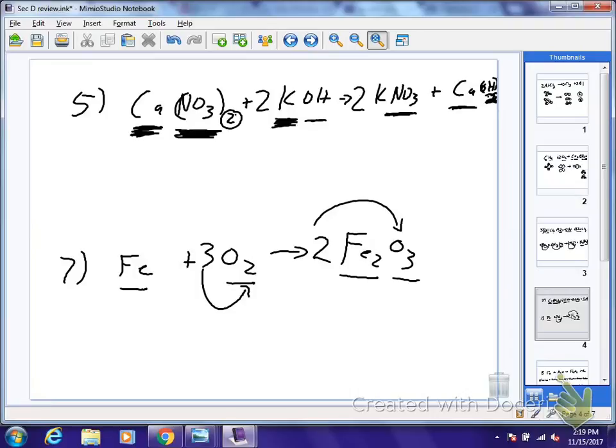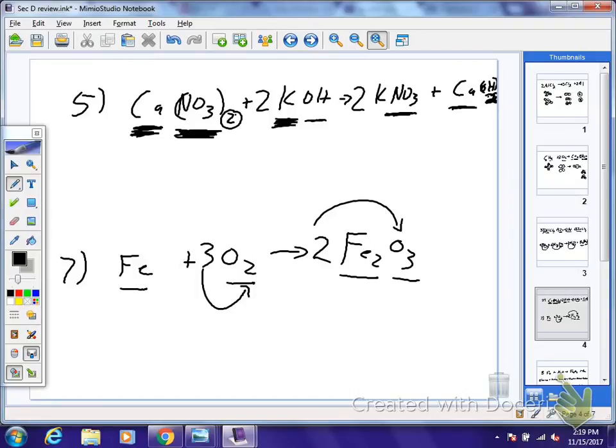When we take a look at that oxygen, we got 3 in front, and that balances out our oxygens. Then we have 2 times 2 is 4, so we put a 4 in front and we got it balanced. So that's how you do number 7.